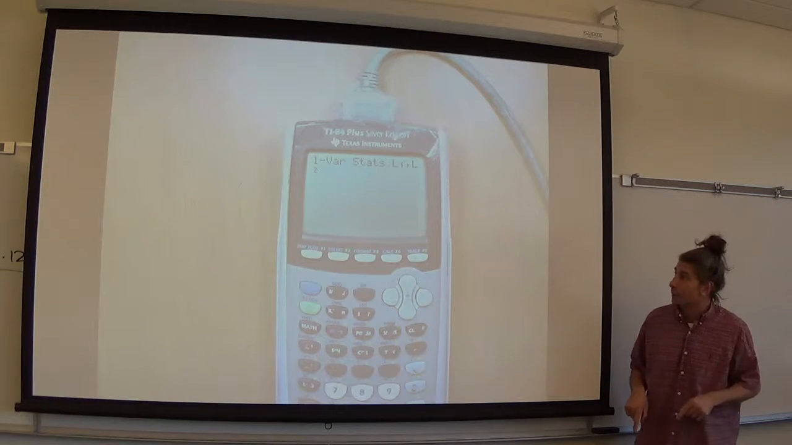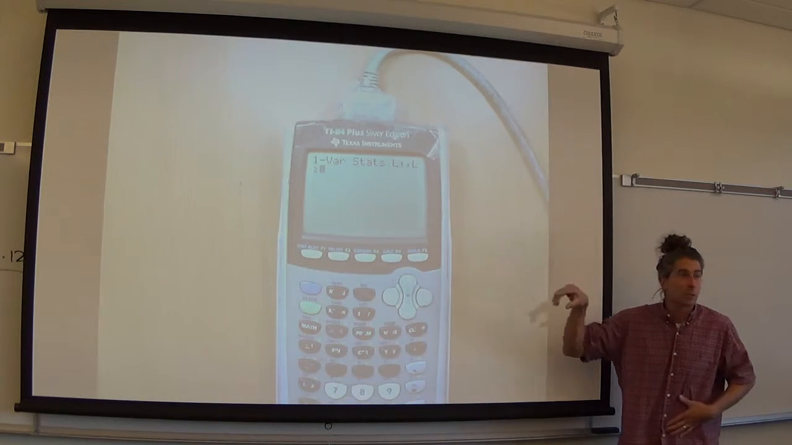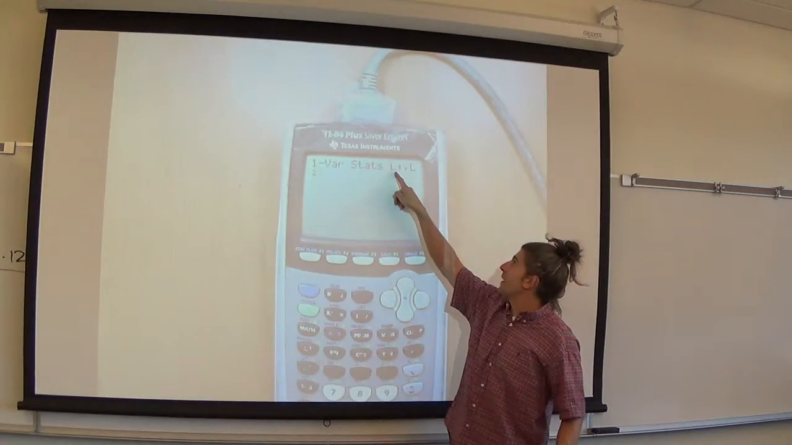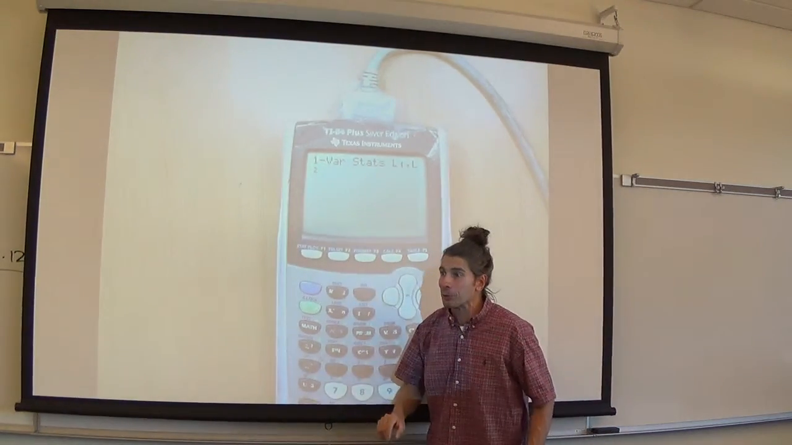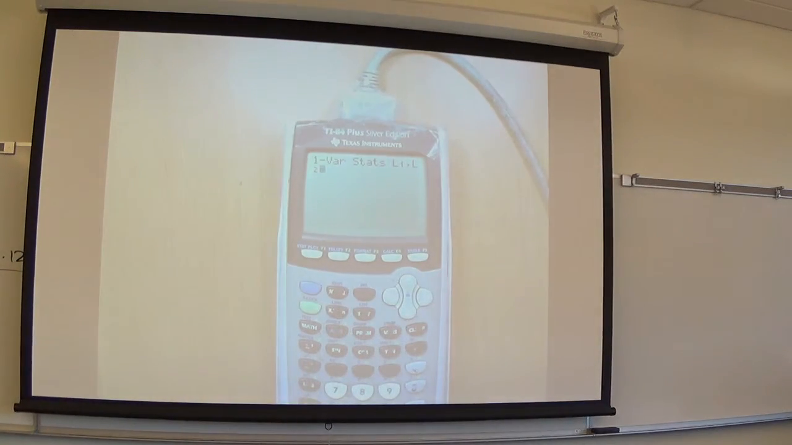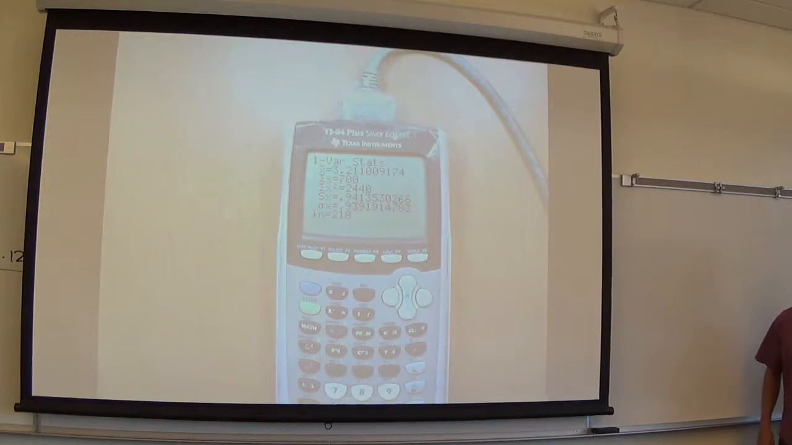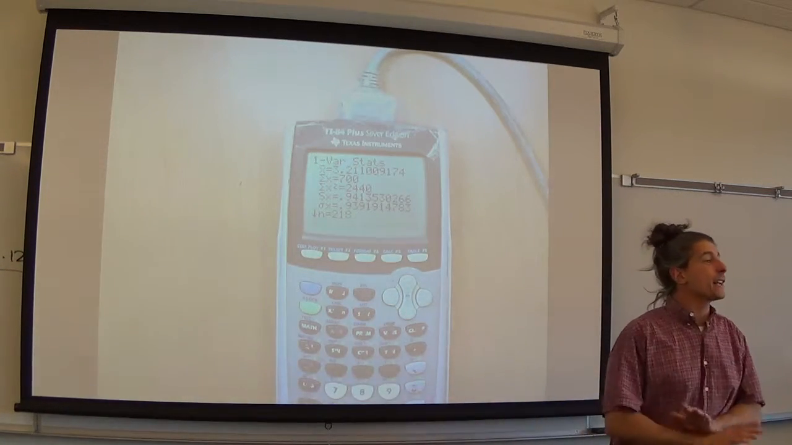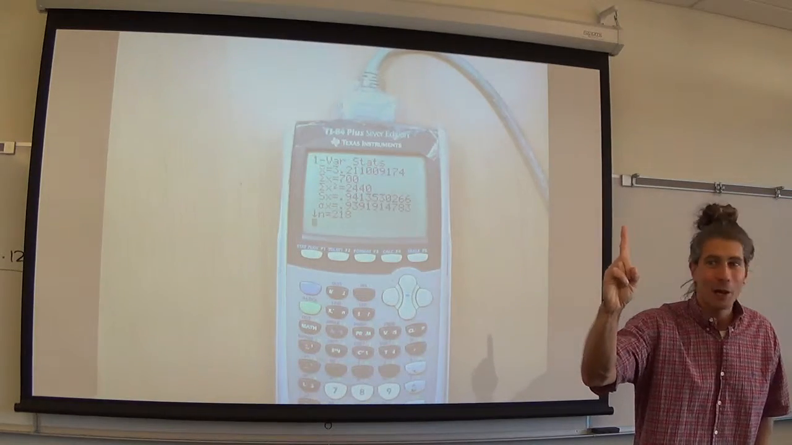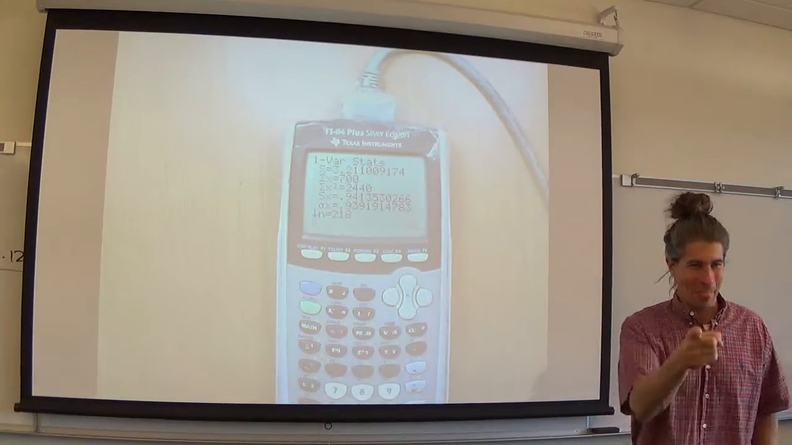You're right. So now what you're telling the TI to do is please crunch all available statistics on the data that's in L1 with the frequencies in L2. Okay, now press enter. That looks insane, and you can ignore all of it except for the very first one, which is the average.